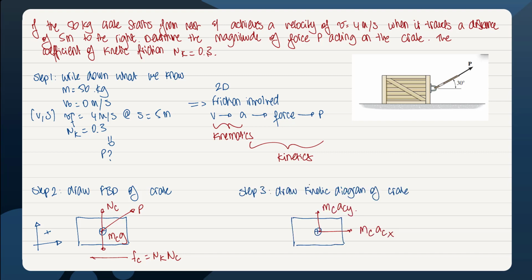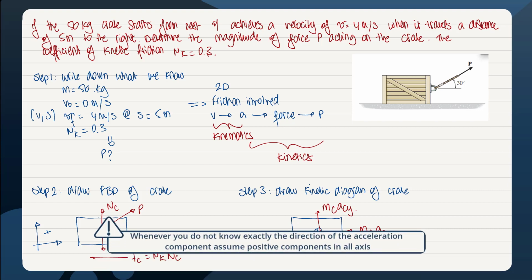Step 3 actually involves drawing the kinetic diagram of the crate. So let us do that. We represent the crate again with the rectangle and add the acceleration components. Since we're dealing with a two-dimensional problem, we actually have two vectors. So m c a c x, which is aligned with the x-axis towards the positive direction, and m c a c y aligned along the y-axis, positive direction upwards.